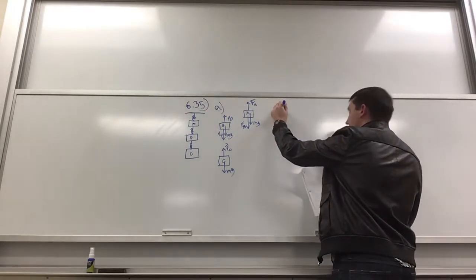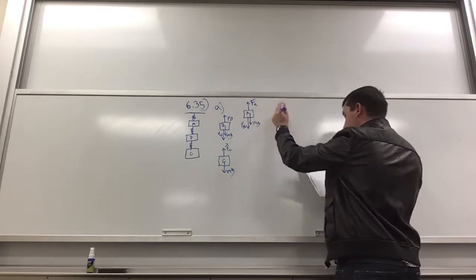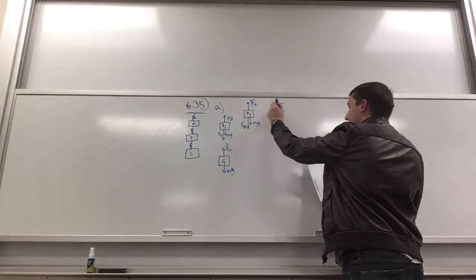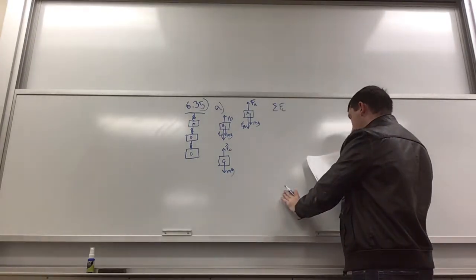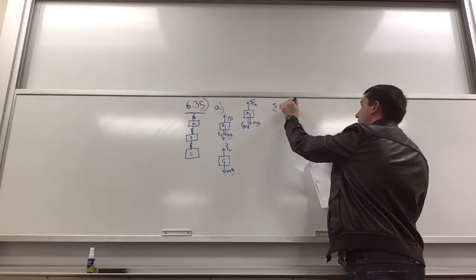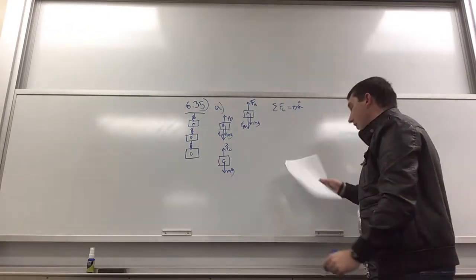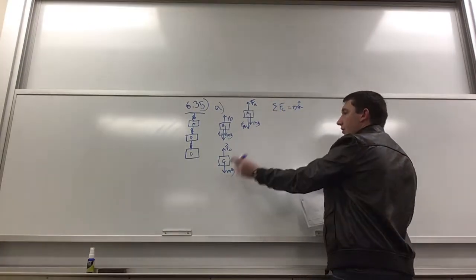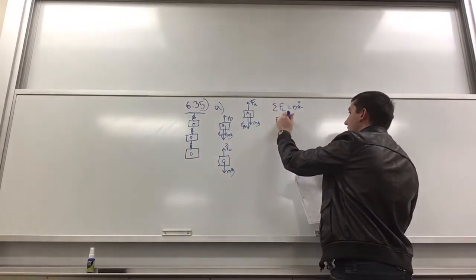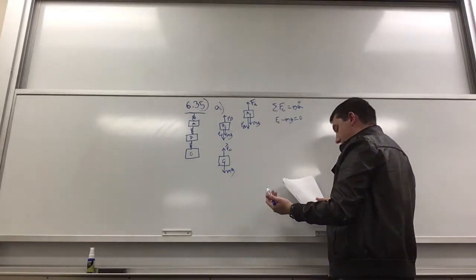So the net force acting on the mass is going to be equal to the mass times the acceleration. That's going to go to 0. And so you're going to have the force of the spring minus the mass times the gravity.